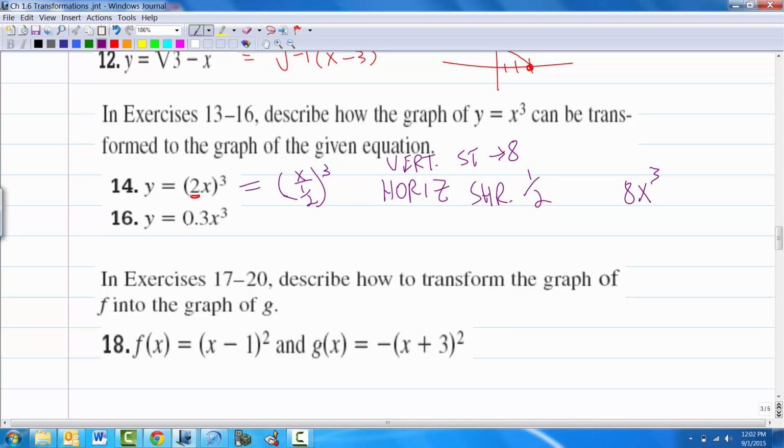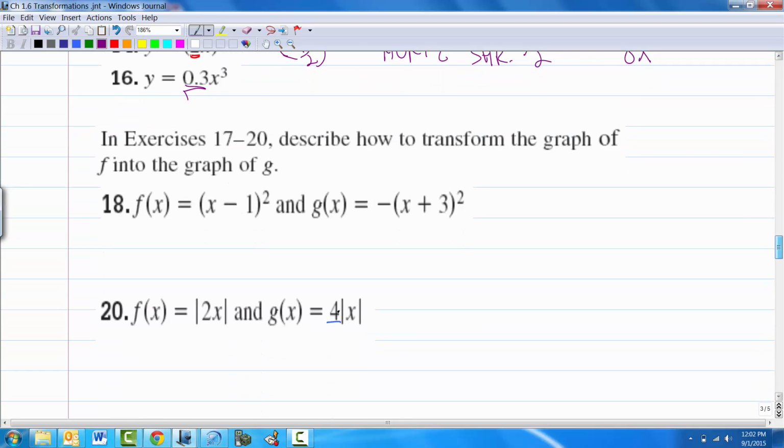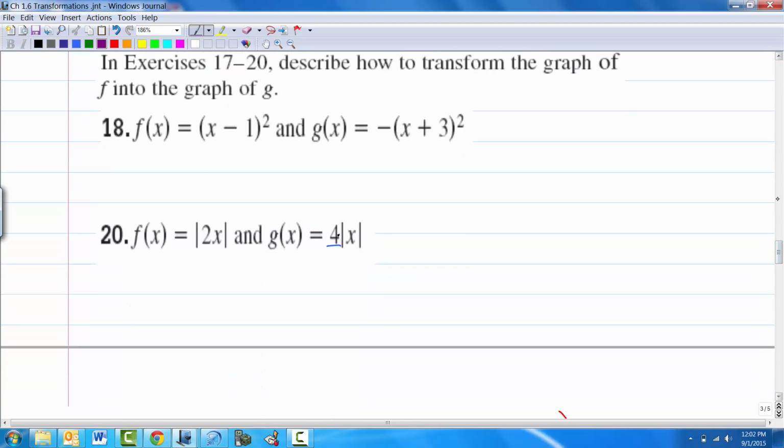Yes, Mr. Samuelus. And then this is called a what? A vertical shrink, because it's less than 1, by a factor of 0.3. So I figured I'd cover 14 because there's a couple different correct answers. All right, and then, I don't know. These are weird. They're just trying to be real cryptic and confusing.